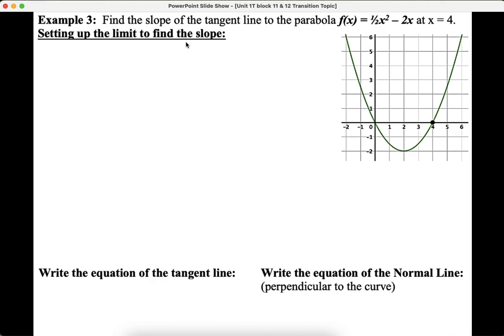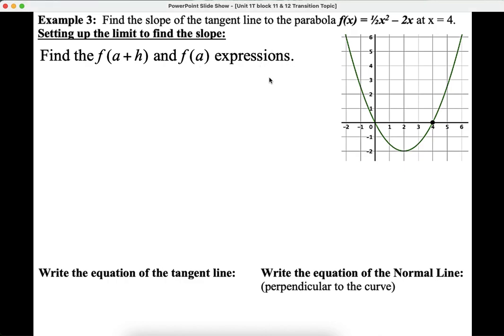We're setting up the limit method, right? Which means I need f of a plus h and f of a. In other words, I'm filling out that slope expression in the definition, right? Well, how much is a? A is where we're starting. Okay, well, a is 4. It's where our point is, where we're starting.